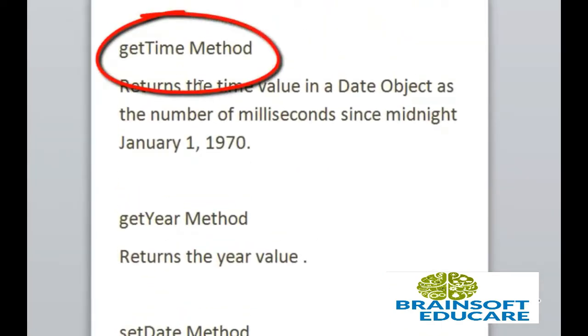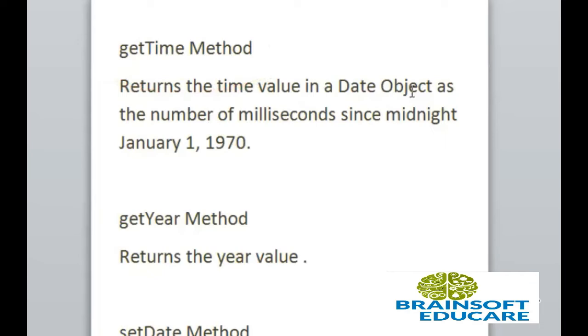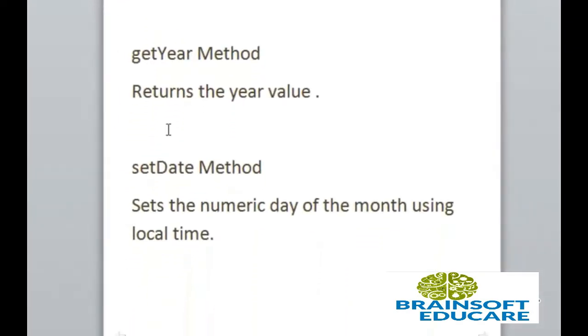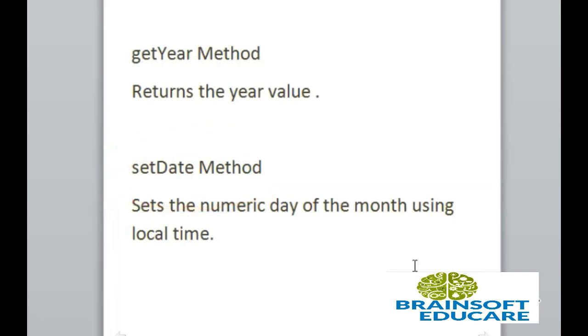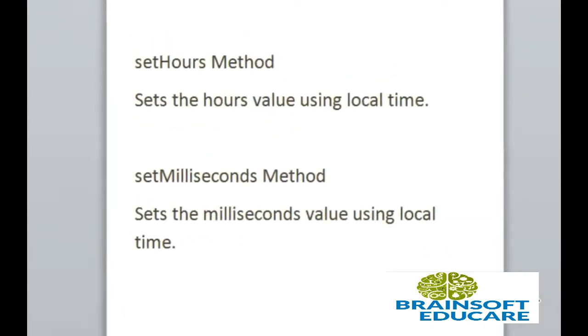Same way, the getTime method returns the time value in a date object as the number of milliseconds since midnight, 1st January 1970. The getYear method returns the year value. Here we can set a new date also. To set a new date, we can use the setDate method to set the numeric date of the month using local time.